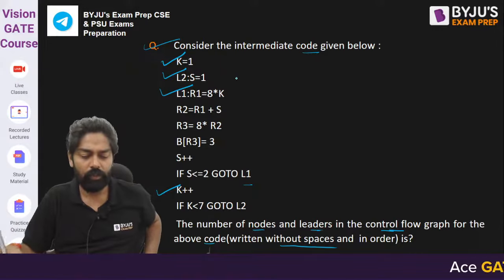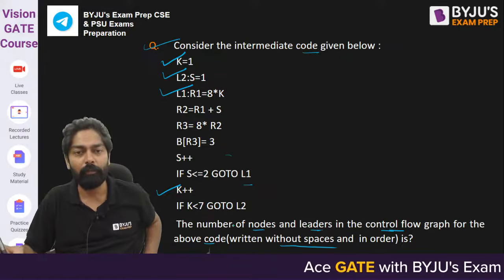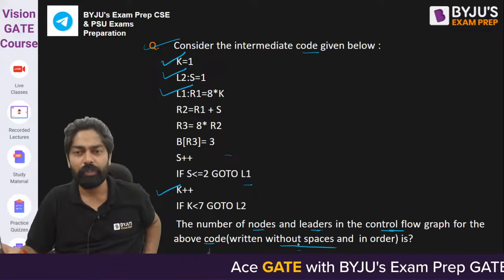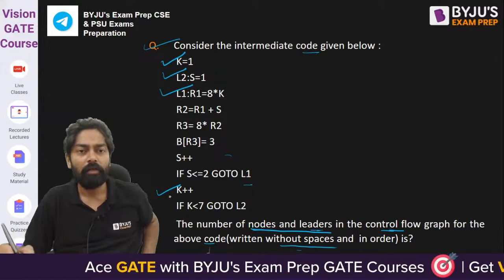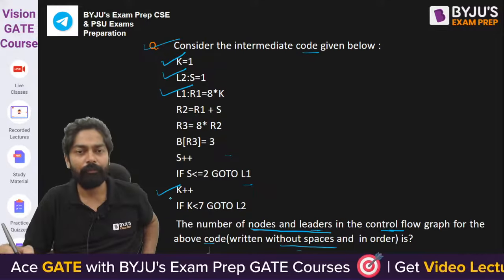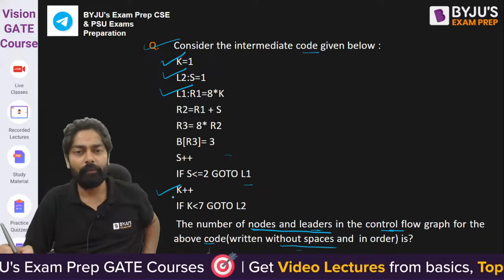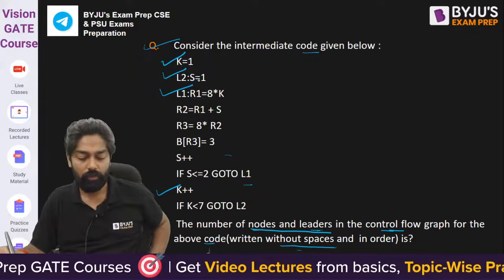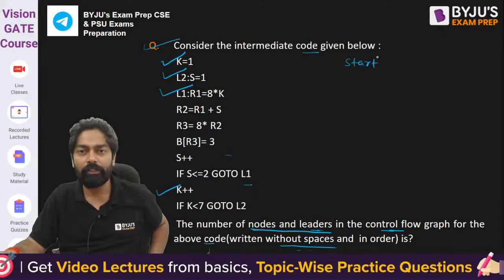Fine, I think you can easily find out. They are asking about the number of nodes and the number of leaders. So leaders, I think 1, 2, 3, 4. 4 leaders we have, and nodes you can count. How many nodes do we have? If they have not given, you can count start also.